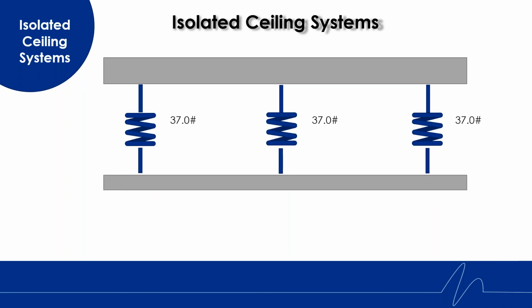If we were to select the springs for the tributary areas, for instance, in this example, let's say that 37 pounds is being imposed upon these springs. Now, the reason why we selected the 37-pound spring is that there were no lights or ductwork being imposed upon the ceiling during the design of the submittal drawing.